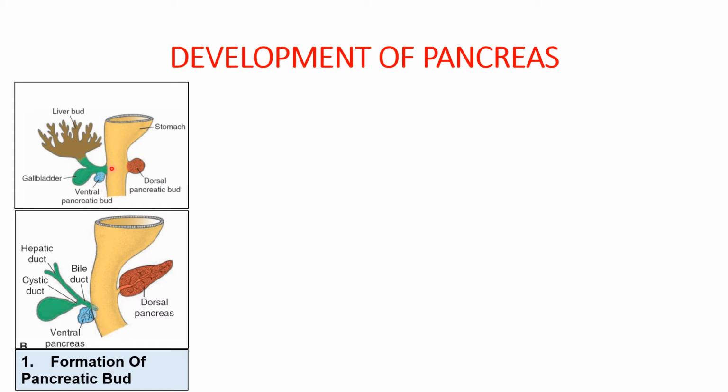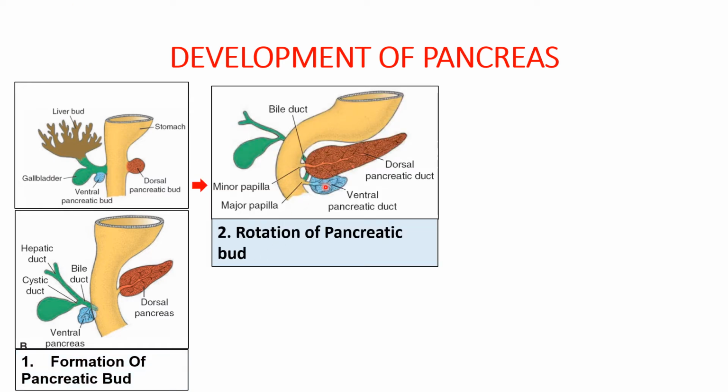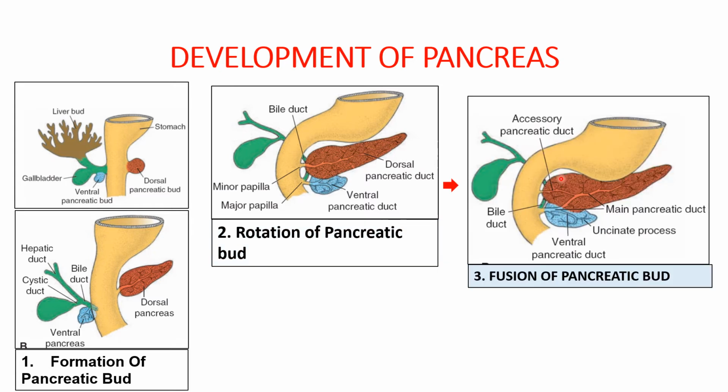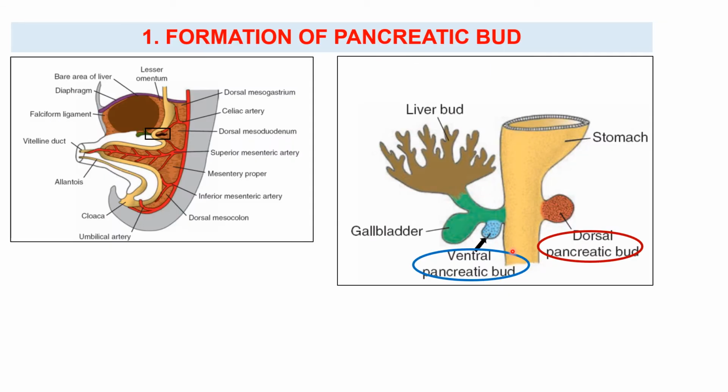The steps of the development of the pancreas are: the first step is the formation of the pancreatic bud. The second step is the rotation of the pancreatic buds, and finally the fusion of the pancreatic buds. So the pancreas develops as buds first. There is a ventral pancreatic bud which is arising from the ventral aspect, and from the dorsal aspect the dorsal pancreatic bud arises.